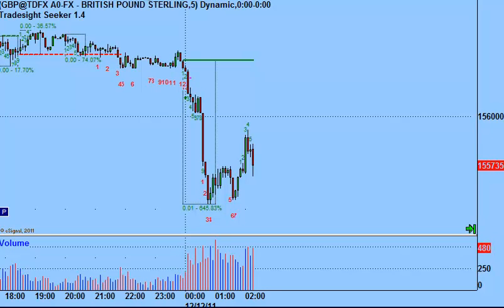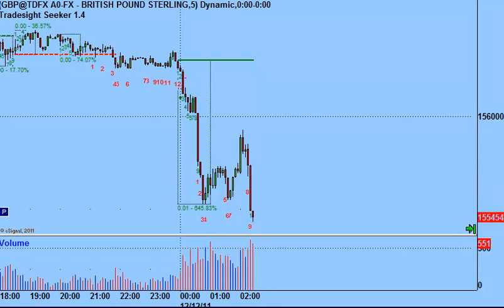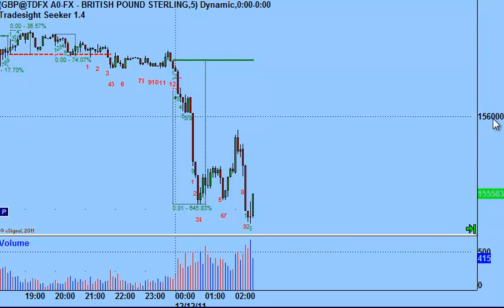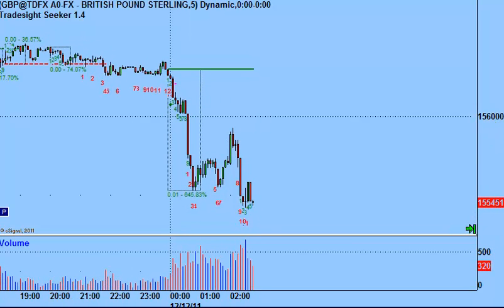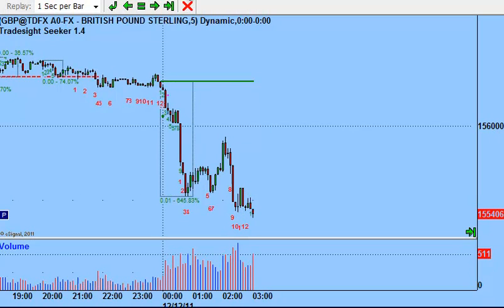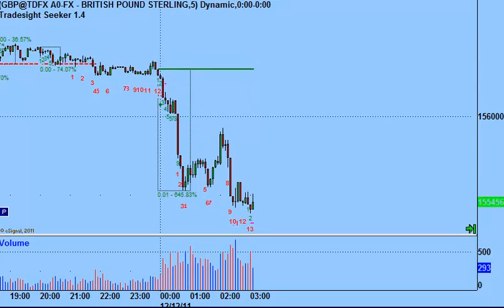So let's take a look and see where we go from here. There's your 8, there's your 9, okay, and then again we get a little bounce. There's 10, there's 11, there's 12, and there's your 13. So what we've just gotten right here is a buy signal under the Seeker tool.